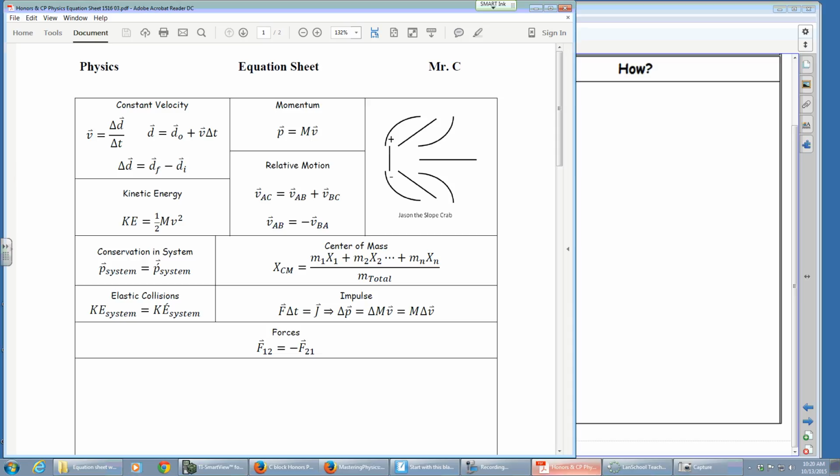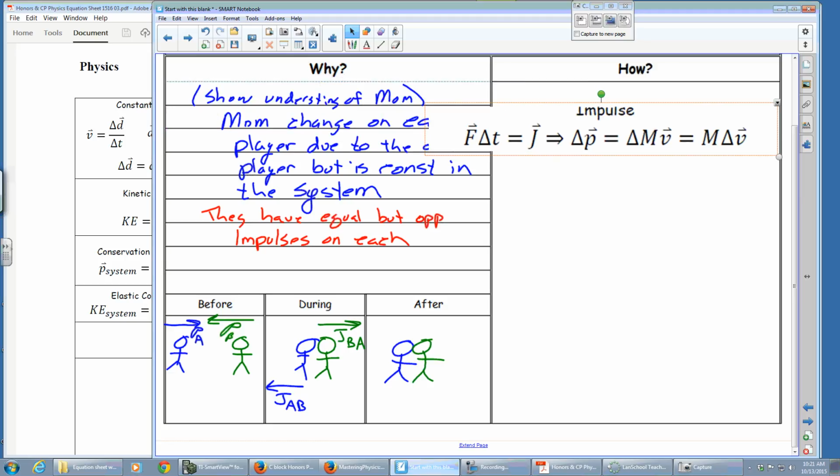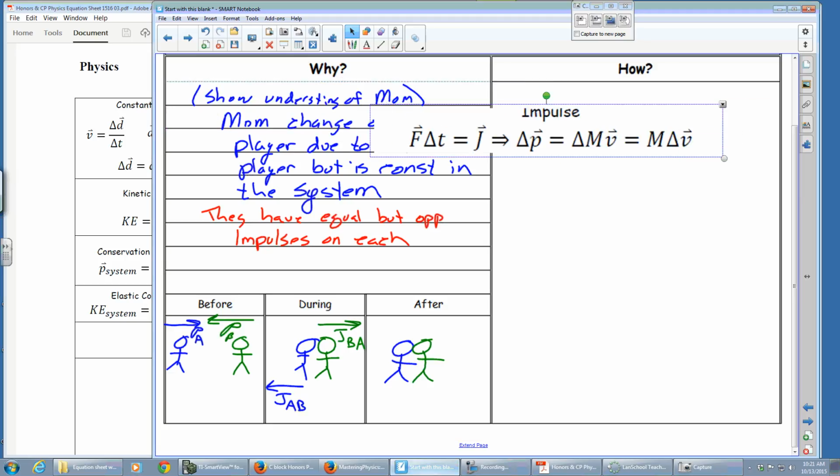Yeah, you would actually need to start with an equation because of our rubric, because it may not always be that simple. And the equation, the one that we're only going to use part of, is our impulse equation right here.